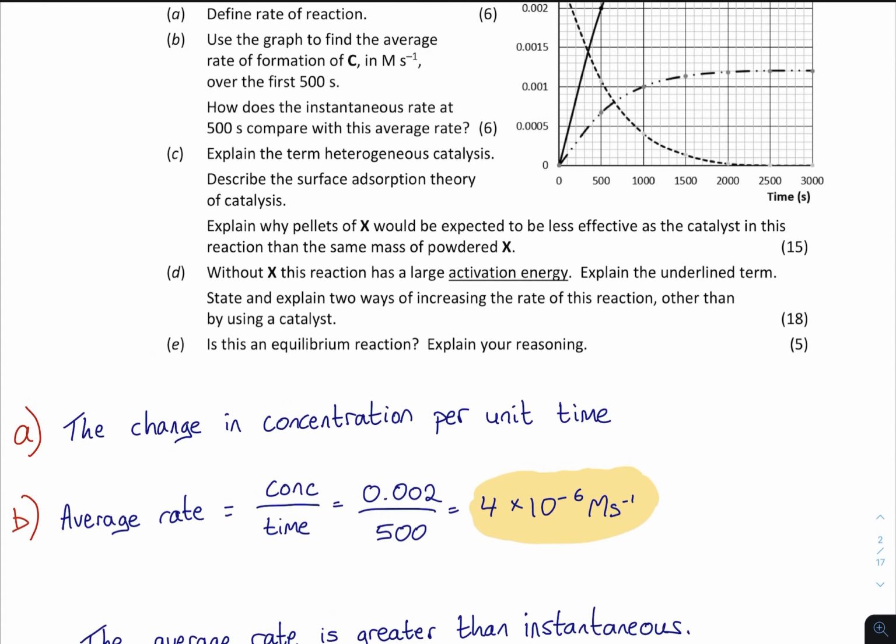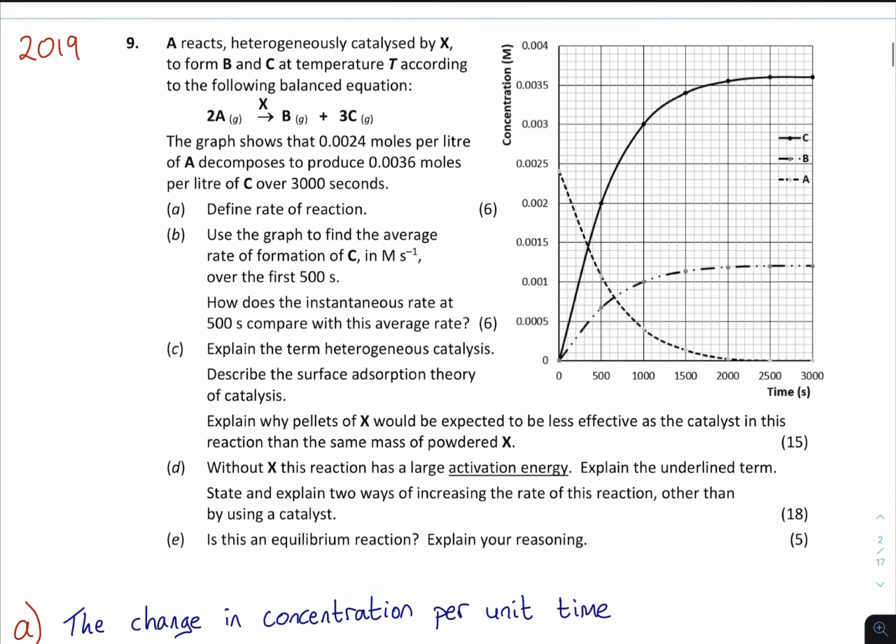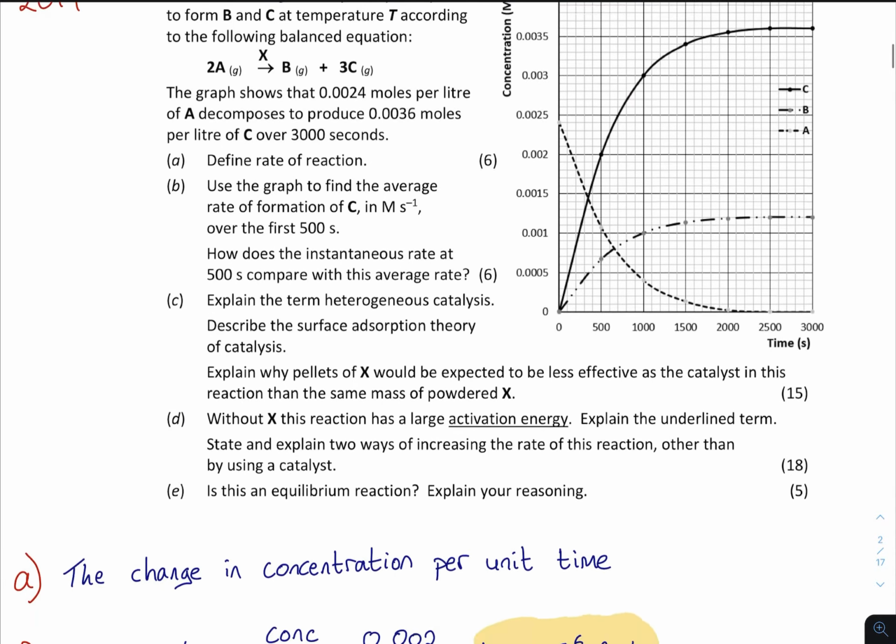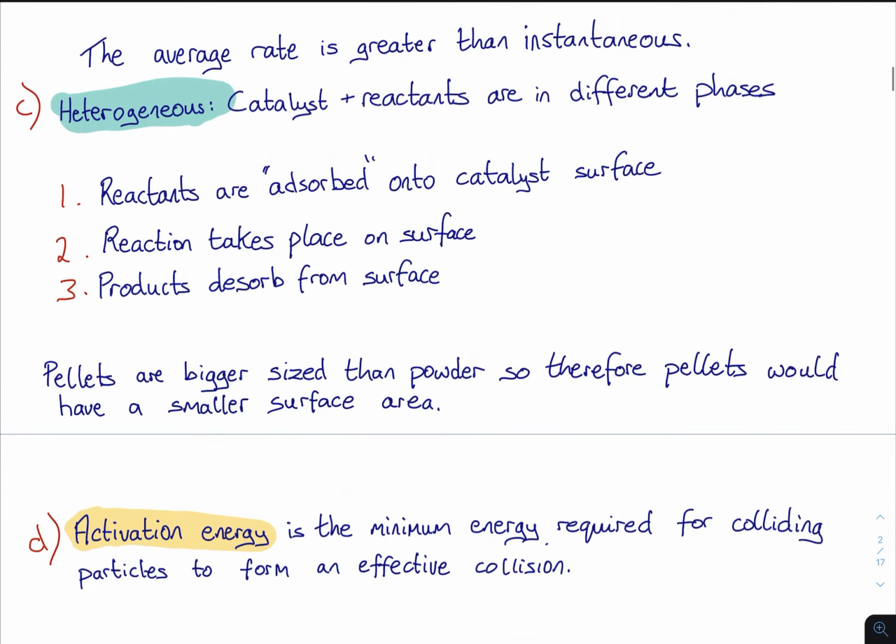Now, D. Without X, this reaction has a large activation energy. Explain the underlying term. So, one full question there, and there are 3 definitions that come up. Activation energy. This is the minimum energy required for colliding particles to form an effective collision. Now, you must use the words minimum energy. That has to be in the definition. So, activation energy is the minimum energy required for colliding particles to form an effective collision.